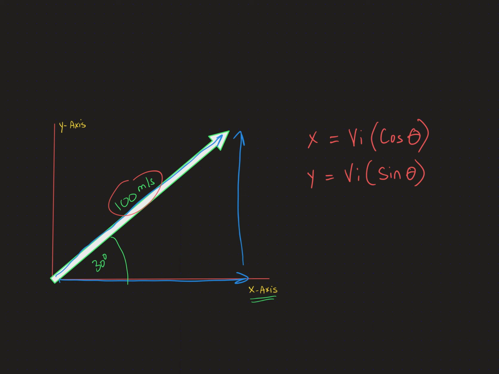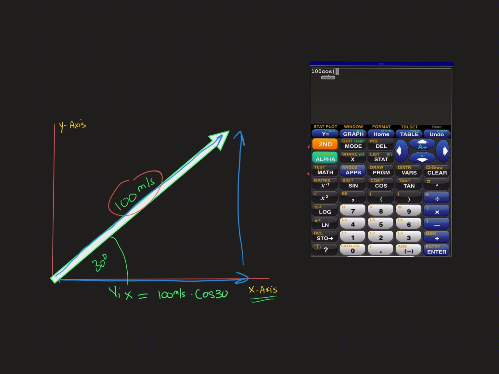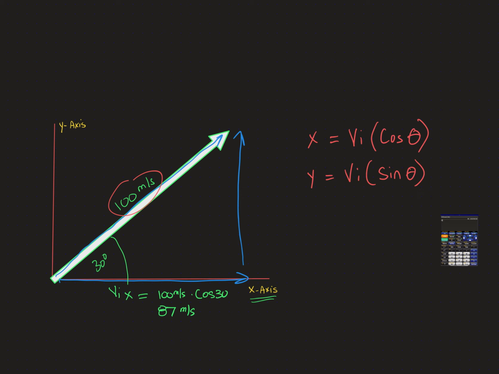So again, if I'm going to be doing the x portion, so whatever this is, the initial x velocity, that x portion is going to be equal to the initial velocity of 100 meters per second multiplied by the cosine of 30. So in your calculator, you're literally going to do 100 cos 30, and that's equal to 86.6. So we'll just round that to 87 meters per second. Right, and that means that my initial velocity in the x direction is equal to 87 meters a second.